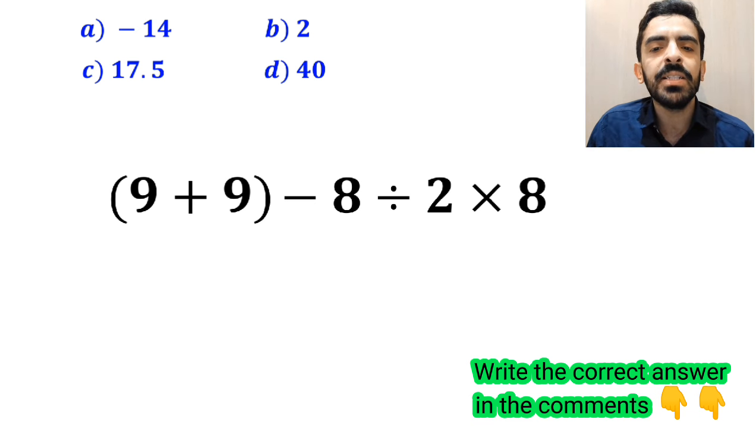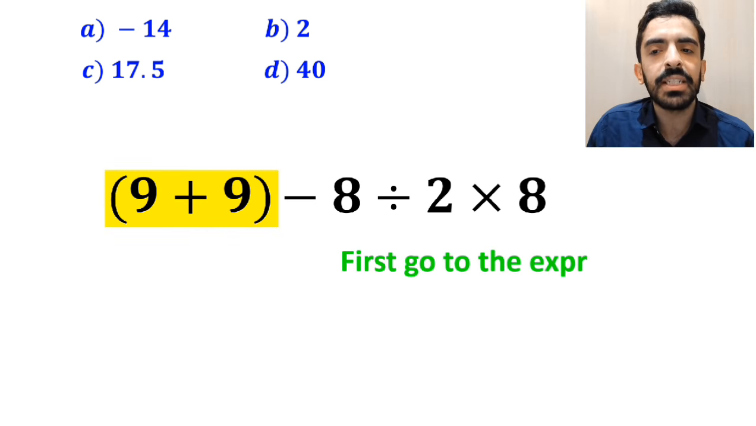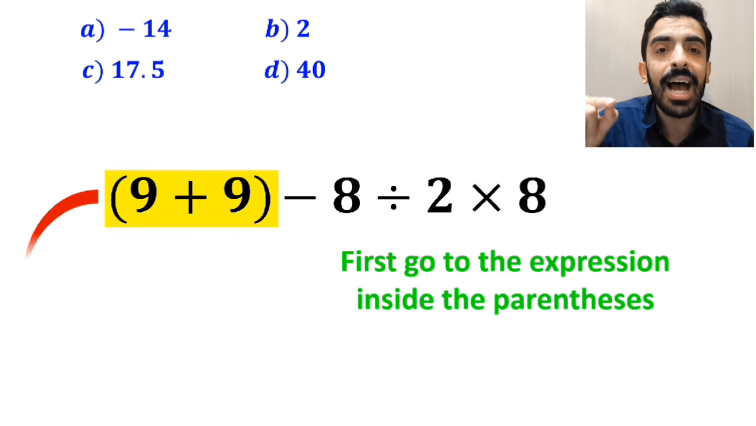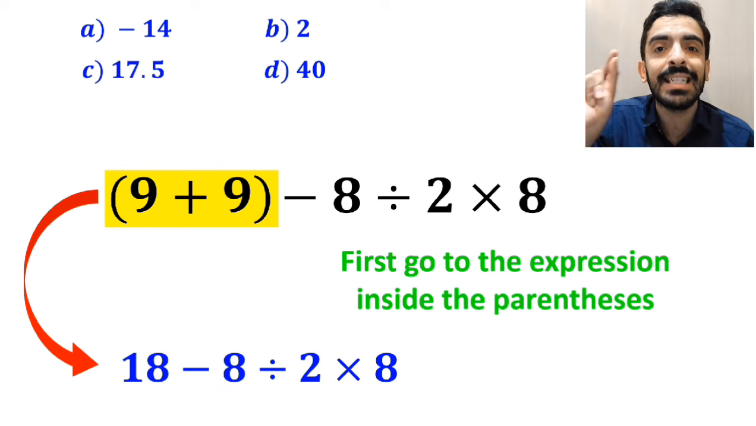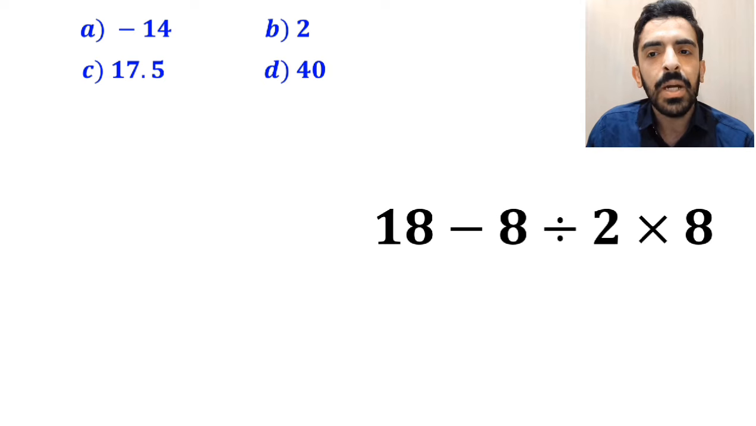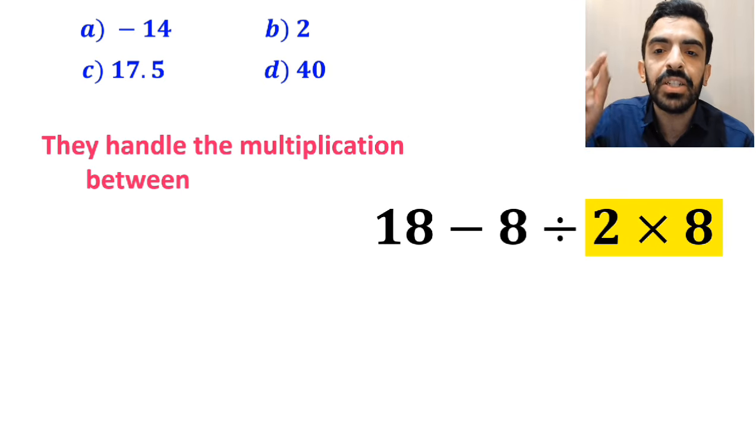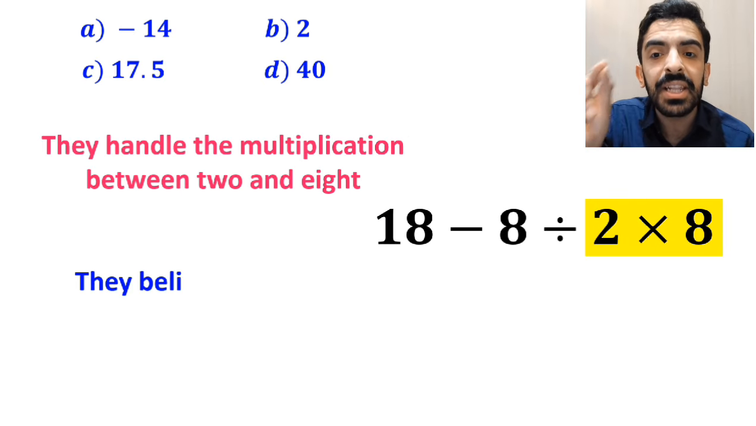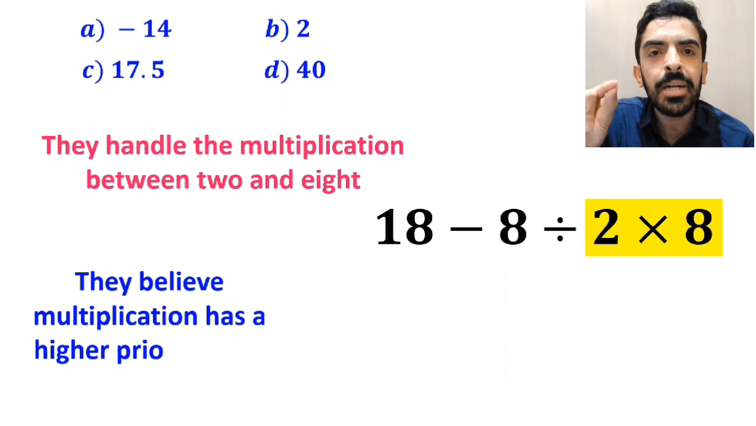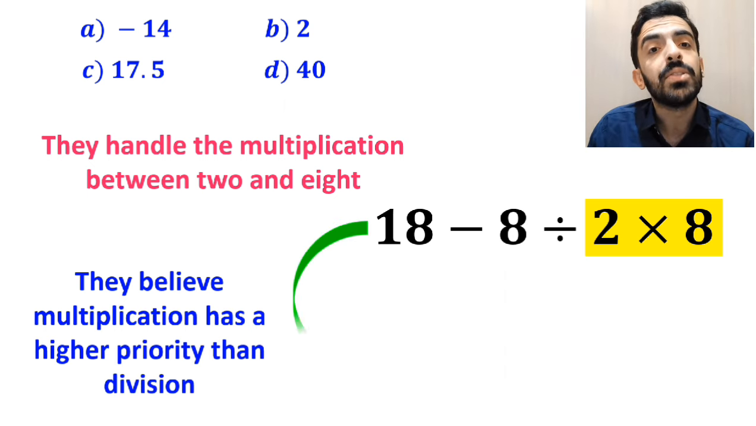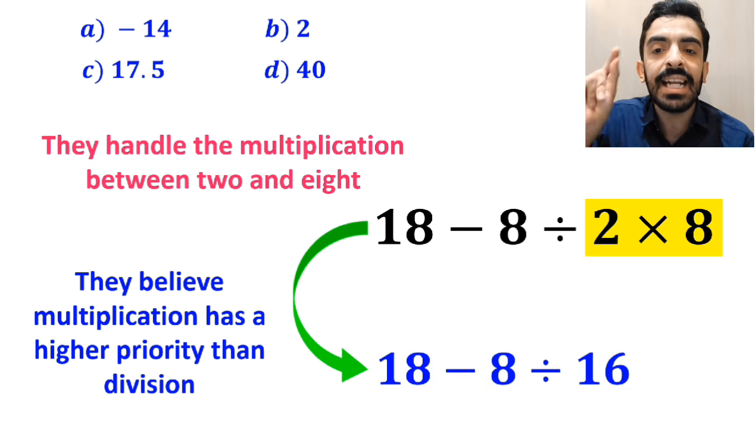Also, some other people, when solving this question, first go for the expression inside the parentheses and write this expression as 18 - 8 ÷ 2 × 8. In the next step, first they handle the multiplication between 2 and 8 because they believe multiplication has a higher priority than division. So, they rewrite this expression as 18 - 8 ÷ 16.